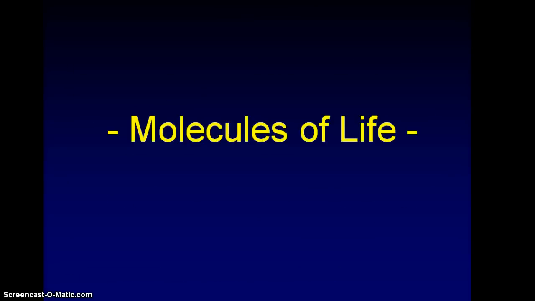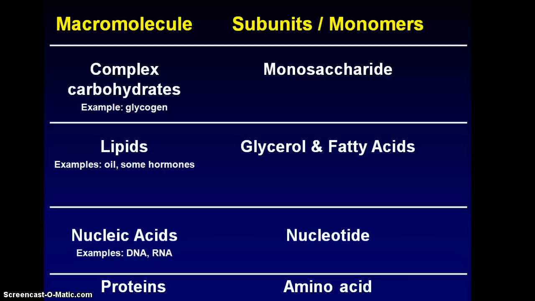The molecules of life. You do have a table that looks like this in your lecture notes. You've already been familiar with the 4 macromolecules: carbohydrates, lipids, nucleic acids, and proteins. This chart shows you the individual subunits, or monomers, of those macromolecules. Each macromolecule is a large molecule made up of individual subunits. For complex carbohydrates, those are monosaccharides. For lipids, they are glycerol and fatty acids. Nucleic acids, their monomers are nucleotides. And proteins, their monomers are amino acids.